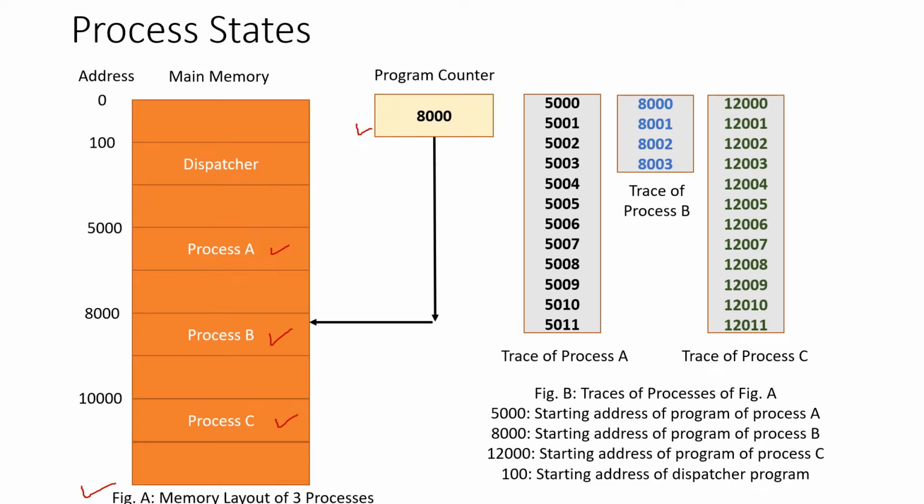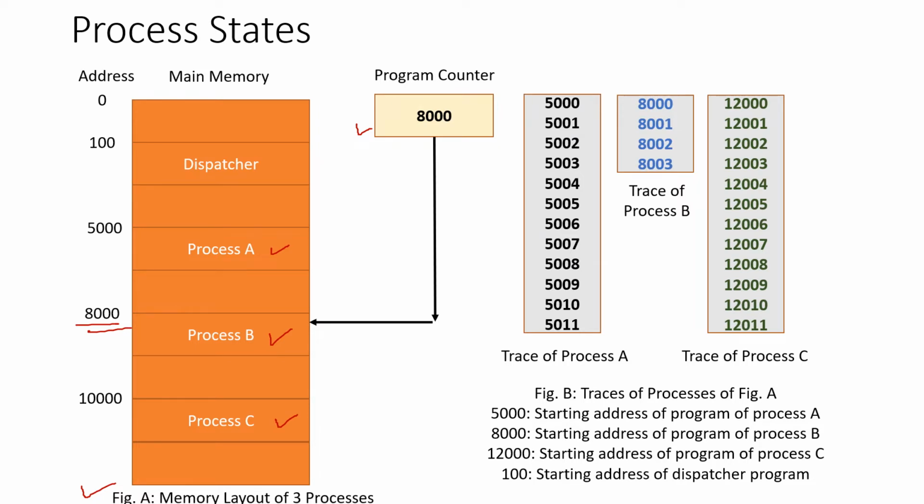So here I have shown the address as 8000. So at 8000 the process B will start. The program counter is pointing at the address location 8000. The program counter may refer to code in different programs that are part of different processes.